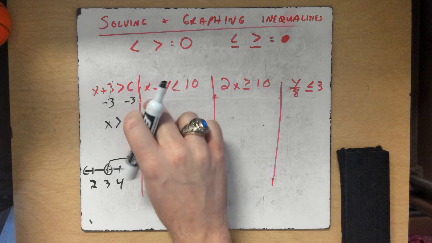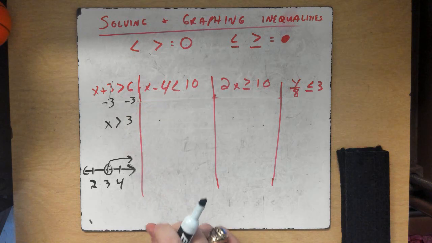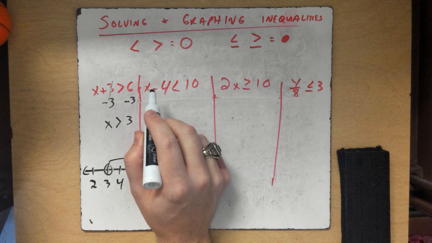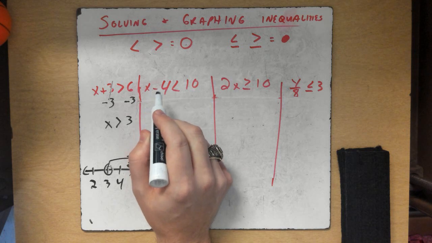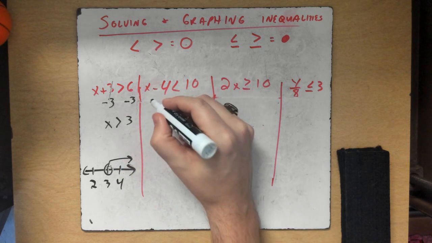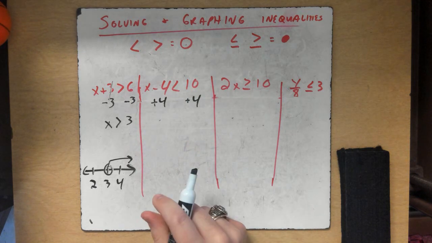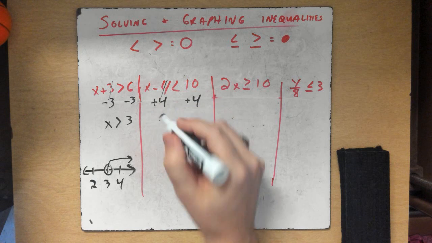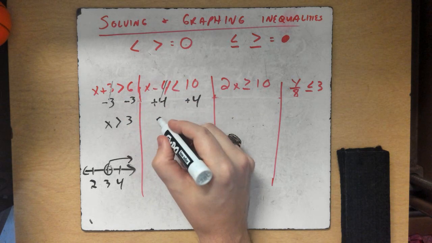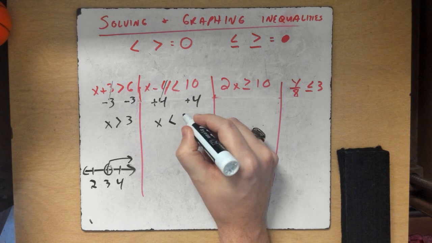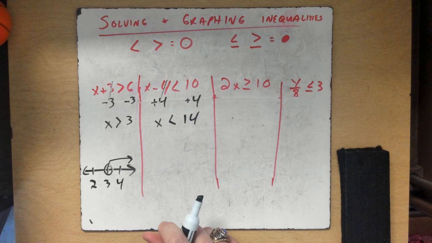Next one, we have x minus 4 is less than 10. So we look at the x and the 4. What's being done with it? It's being subtracted, right? It's x minus 4. So what's the opposite of minus? Plus. So we do plus 4 here and plus 4 here. When we do that, that cancels it out. Our x drops down. We bring down our symbol as is, and 10 plus 4 is 14.